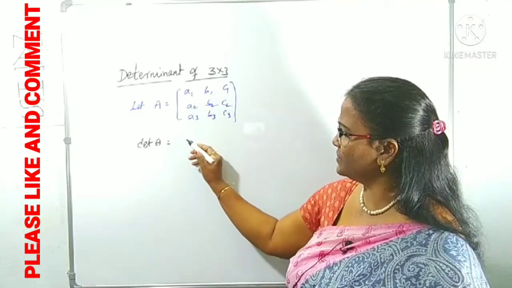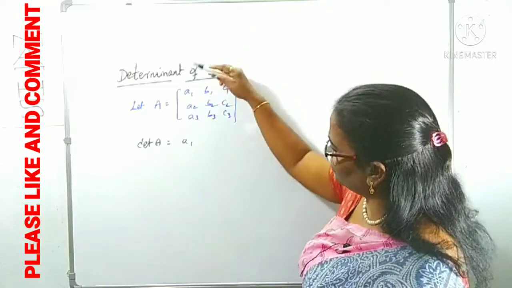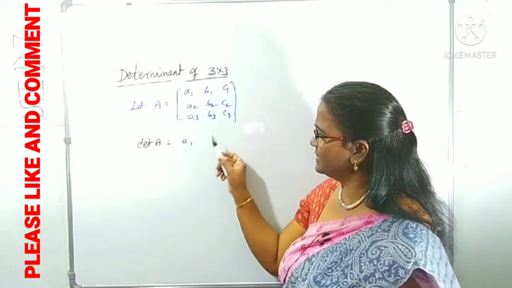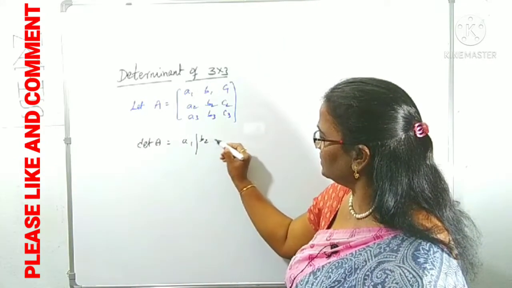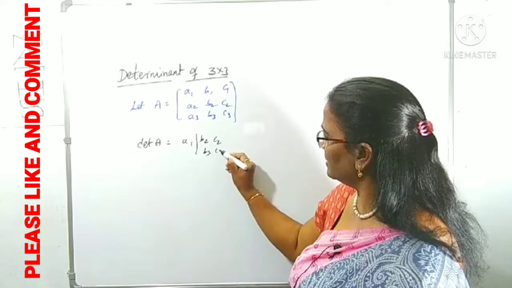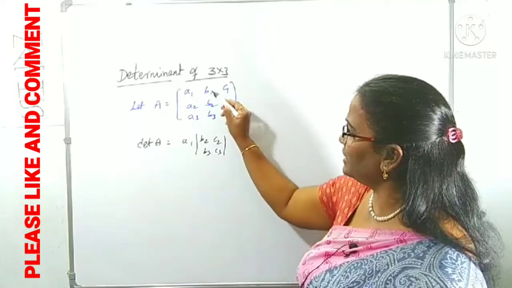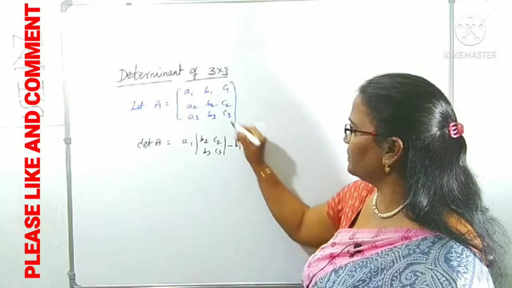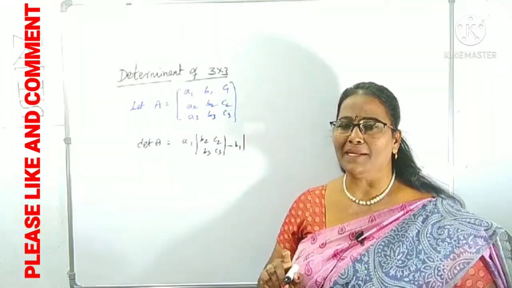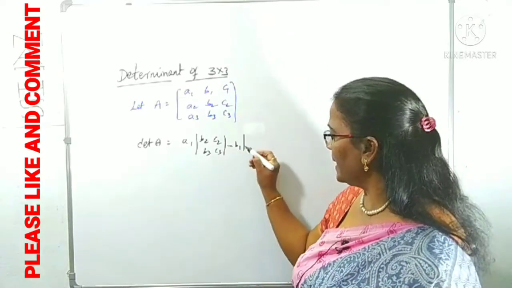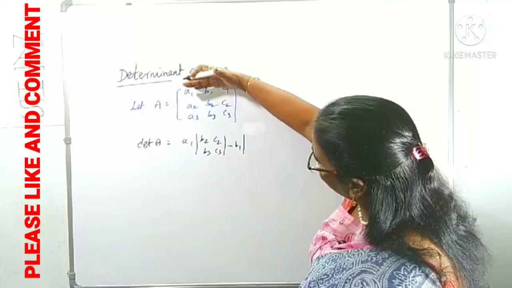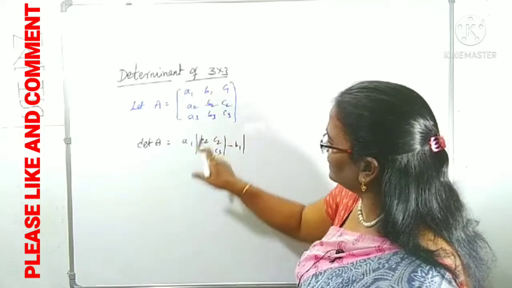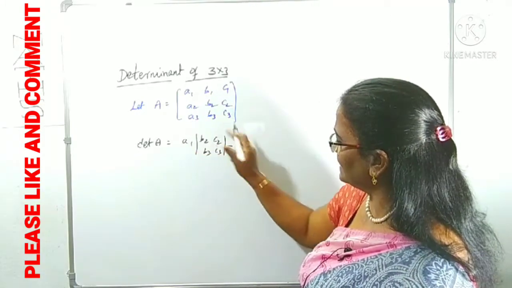What is the first element in the first row? A1. A1 is available in which row? First row and first column. Closing these two, what are the leftover? B2 C2 B3 C3, that determinant, a 2/2 determinant. Next, for the middle element, what is the middle element here? B1. For B1 we use a sign change, that is minus B1 I am using. Suppose a plus sign is there, we use a minus sign. If a minus sign is there, we use a plus sign. We have to change the sign here. B1 into, same way B1 is available in the first row and the second column. After closing the first row and the second column, what are the leftover? A2 C2 A3 C3. That's the determinant.